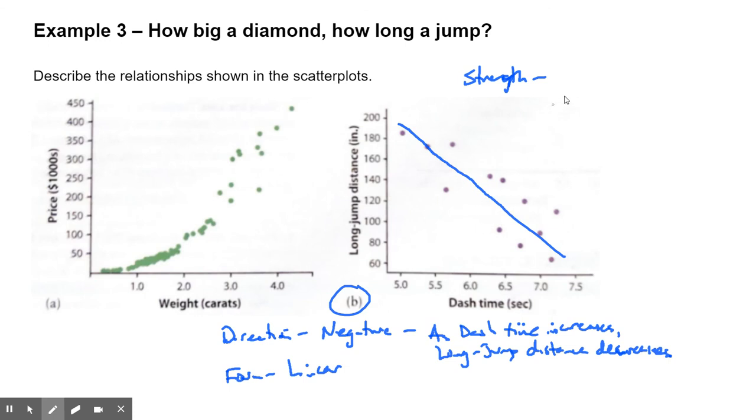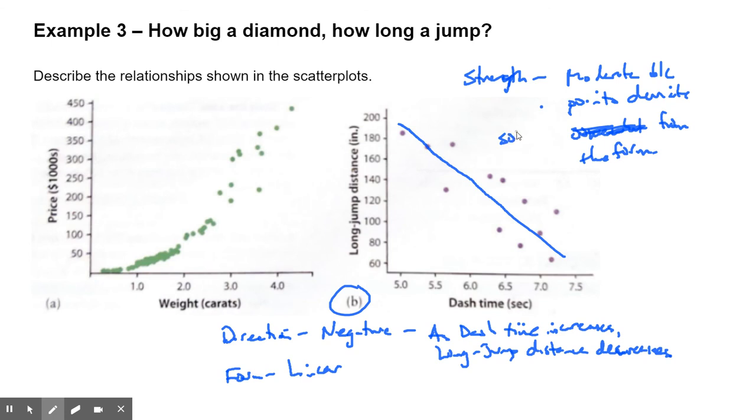So I'm going to say that this is moderate, because the points deviate somewhat from the form. This word is somewhat.